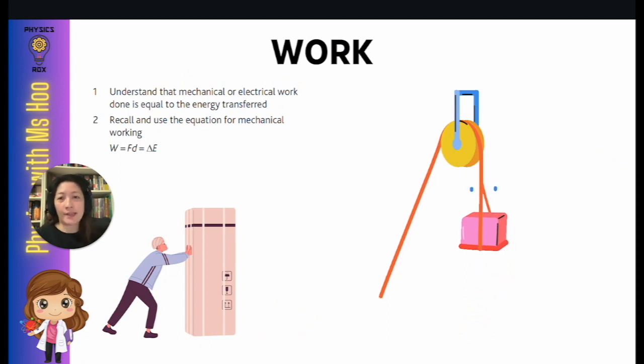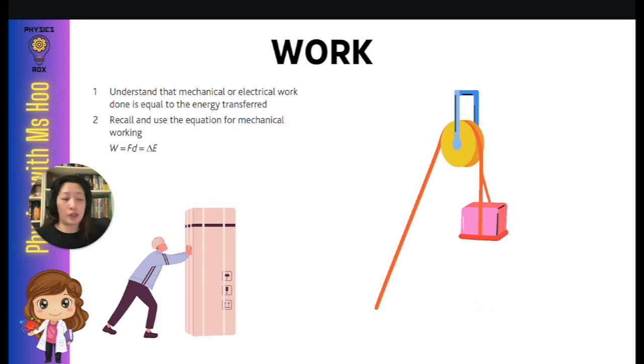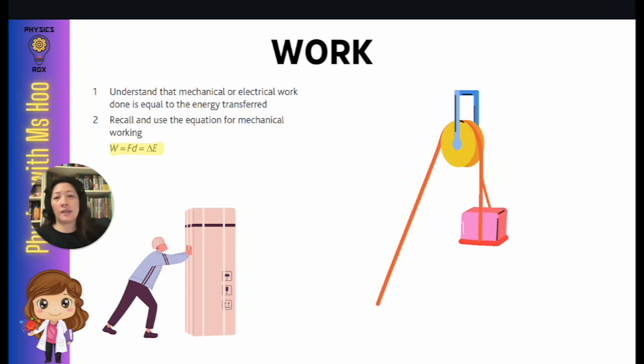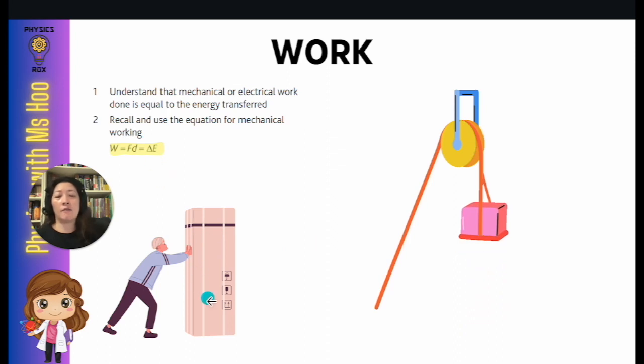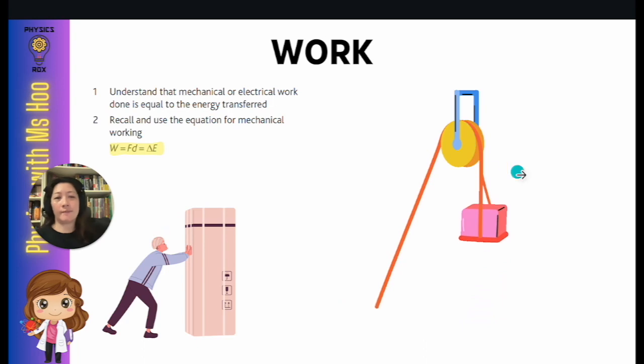For work, you must understand that mechanical or electrical work is equal to the energy transferred, and the formula is force times displacement, where force is the force applied and displacement is how much distance the object has been moved due to that force applied.